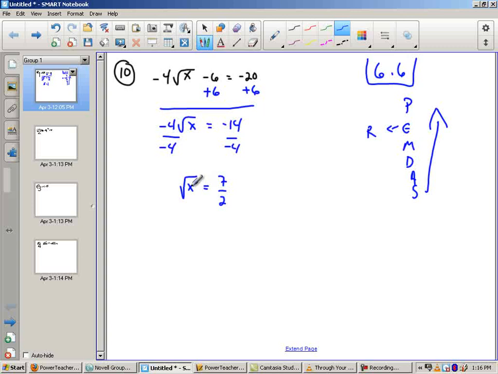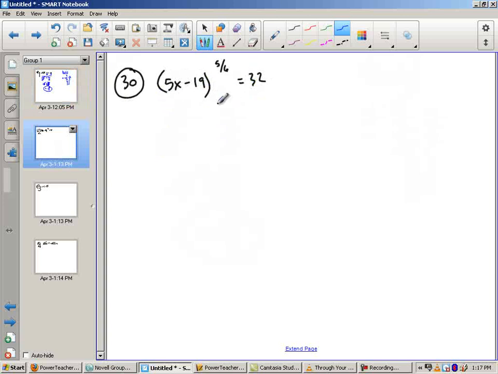And so now I want to get rid of this square root. Well, the opposite of a square root is a square, so those will take care of each other, leaving me with x equals. Now when I square this right-hand side, I want to be sure to square the numerator and the denominator. Well, 7 squared is 49, and 2 squared is 4. And that's great. 49/4 is definitely an acceptable answer.